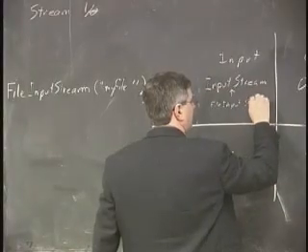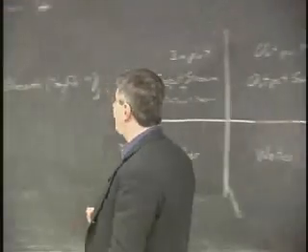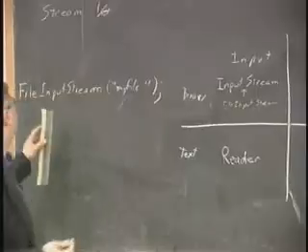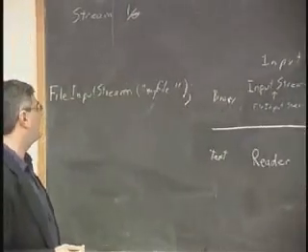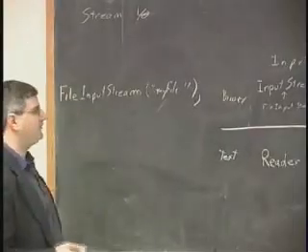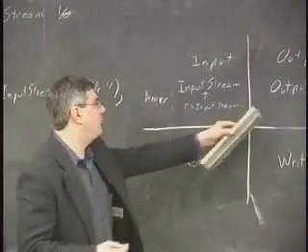Which is connected to the file you asked for. If the file you asked for was not there or couldn't be read, this thing would return an error. Okay, it would throw an exception. So anytime you have one of these things, you have to wrap it in a try block.